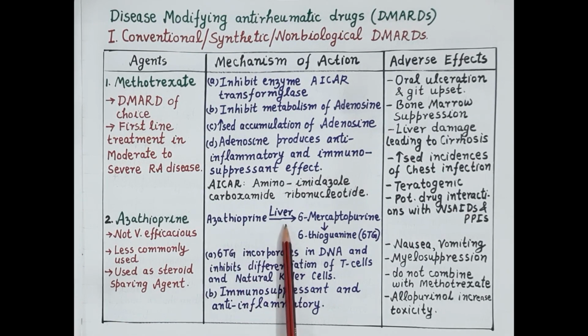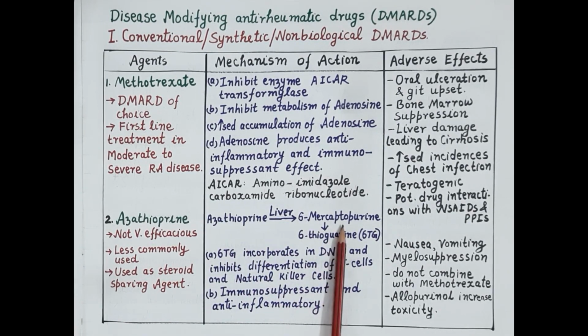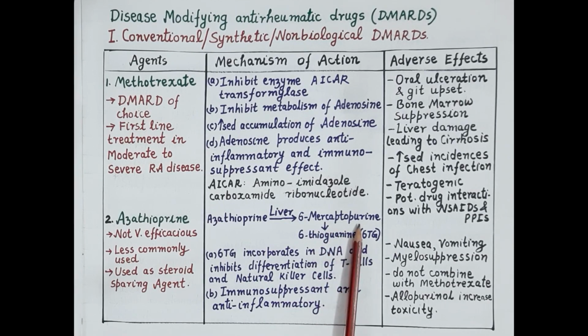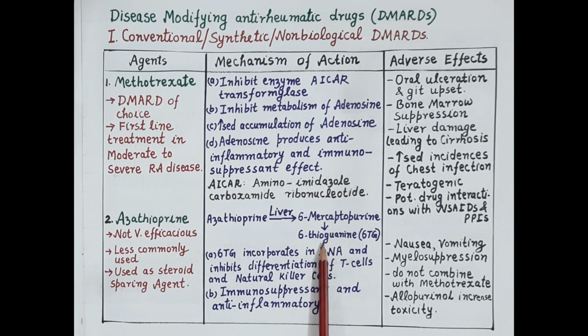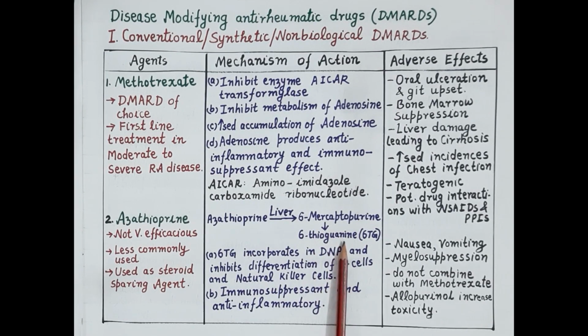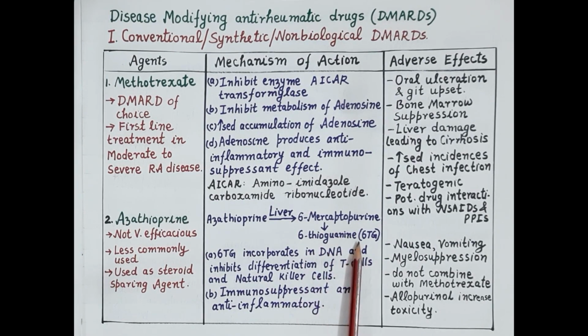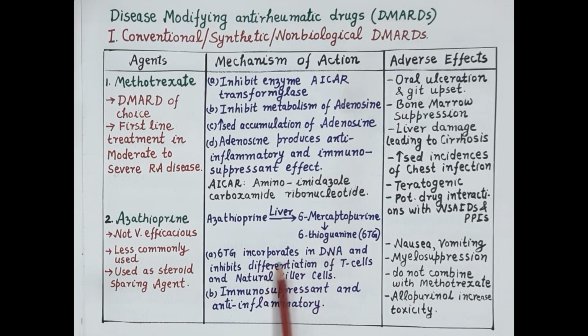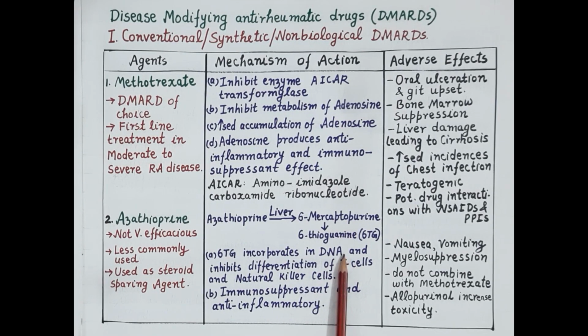Azathioprine is a prodrug. It is metabolized in the liver to its active metabolite, that is 6-mercaptopurine. 6-mercaptopurine is further metabolized to 6-thioguanine. This 6-thioguanine incorporates in the DNA of dividing T cells as well as the natural killer cells, and this inhibits differentiation of T cells and natural killer cells.